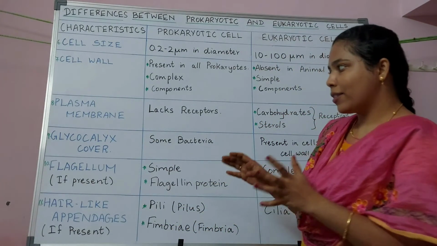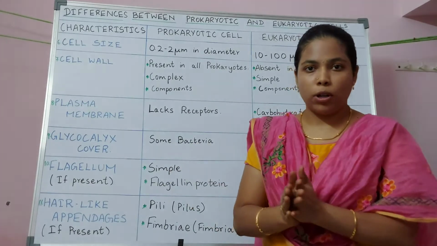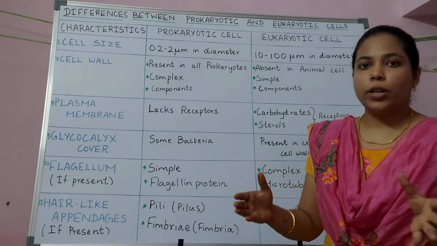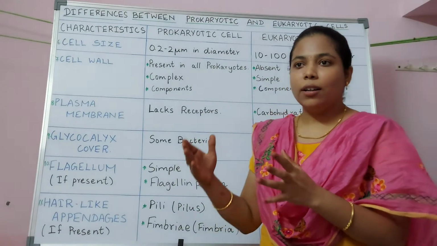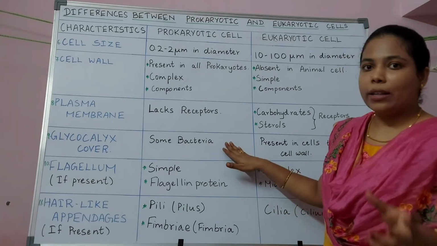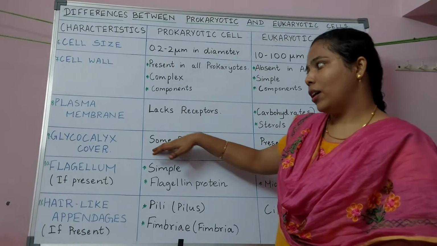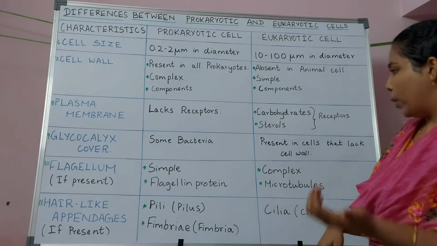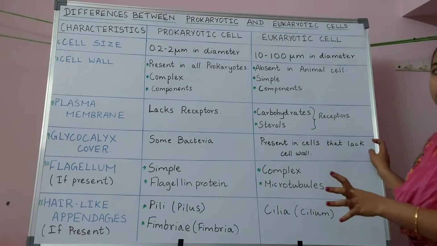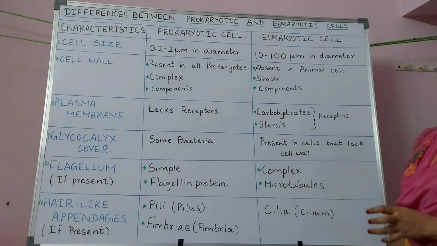The next point is about glycocalyx cover. This glycocalyx cover is an additional layer that is present outside the cell wall. It is different from a capsule, and this glycocalyx cover is made up of polysaccharides and polypeptides, and this acts as a barrier between the cell and its surroundings. Some bacteria will have a glycocalyx cover, whereas the eukaryotic cells that do not have a cell wall will have a glycocalyx cover.